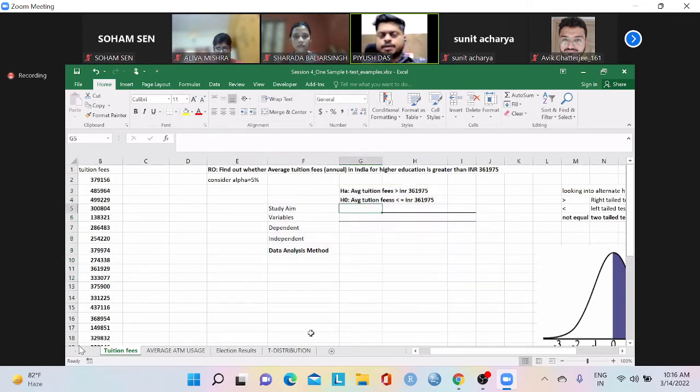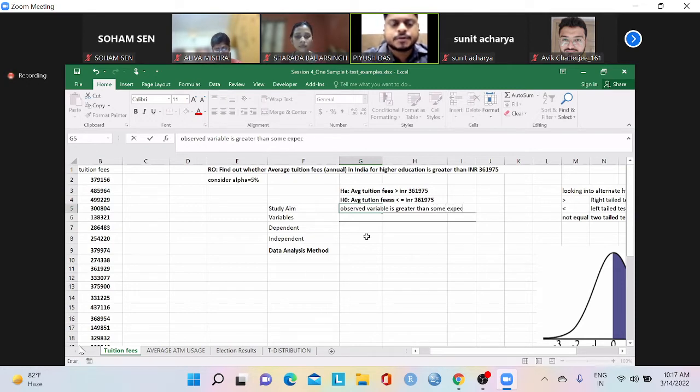So what is my study aim? What do I want to study? What is my objective? To find out whether the average tuition fee for higher education is greater than INR 361,975, whatever my observed variable shows, is greater than some expected number.